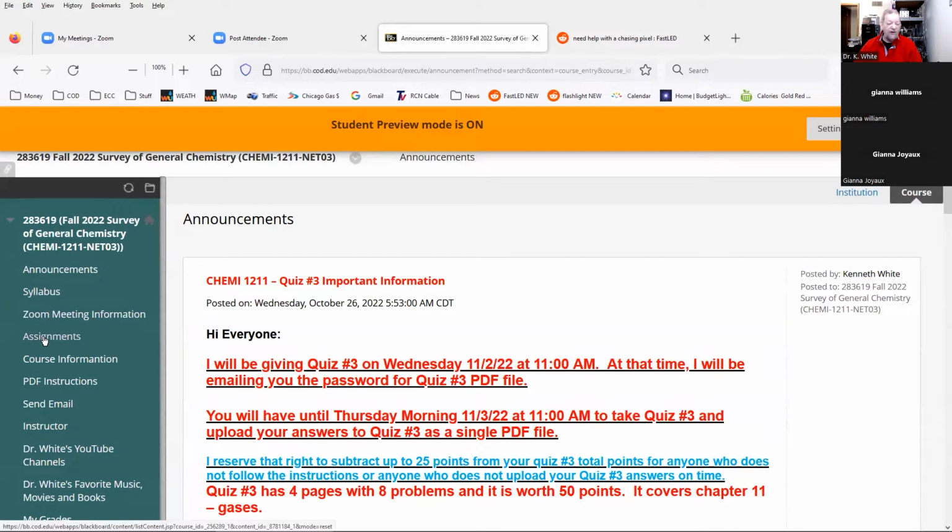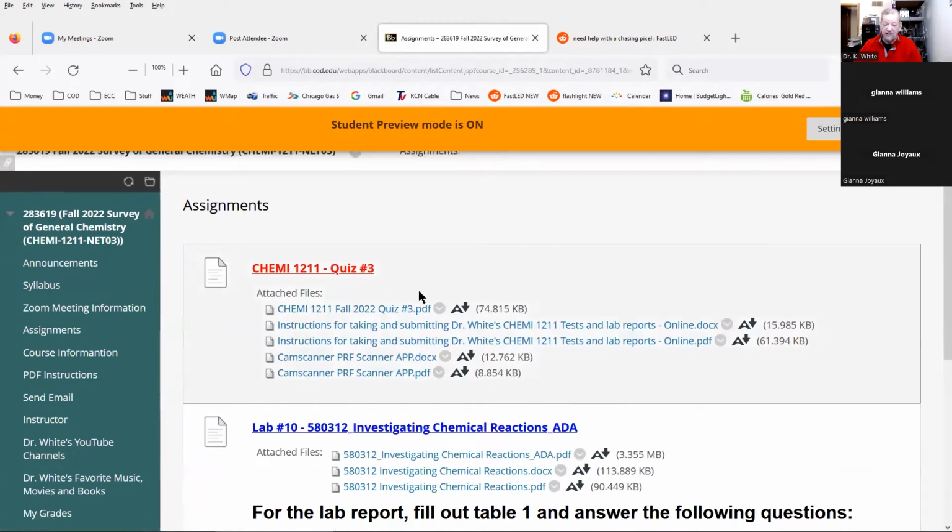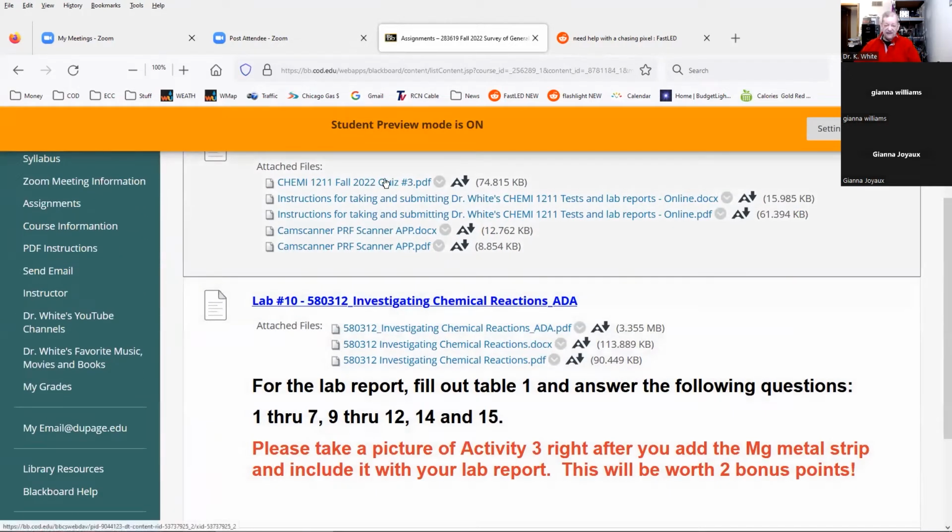If you click over, everybody see Blackboard on my screen? Thank you. If you click on assignments, you'll see quiz number 3. Here's the PDF file. In case you forgot, here are instructions for how to upload your answers as a single PDF file. And if you don't have a scanner, you can use the app CamScanner. A number of students have. Use the free version. Don't waste your money. You don't need all the bells and whistles on a paid version.